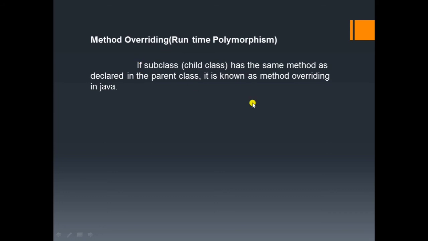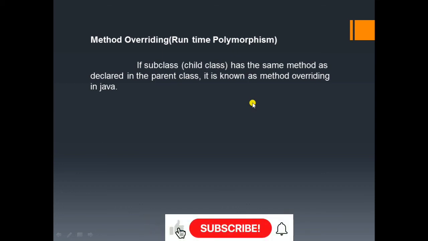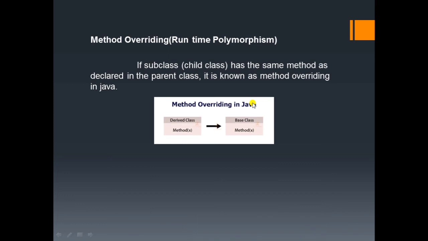The next one is method overriding. Method overriding means one or more classes have the same method name and also the same arguments. Consider this example. The derived class as well as the base class have the same method name and also the same arguments.